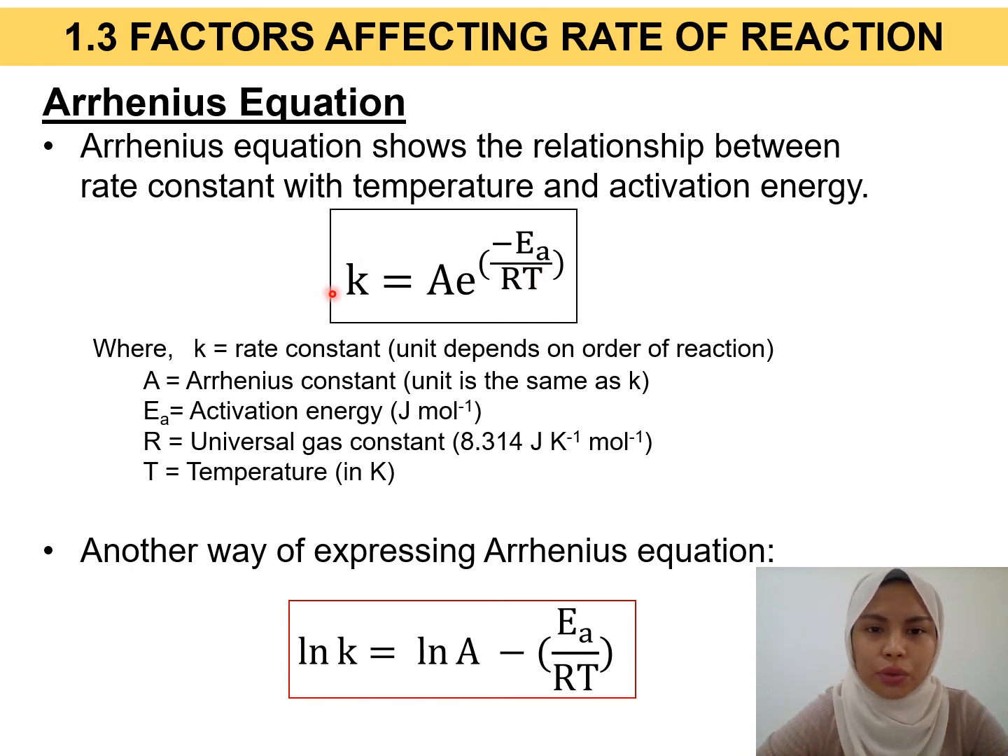Yes, you can use this equation where k is the rate constant, equals A, which in this case is the Arrhenius constant. A here is not a reactant anymore. A is the Arrhenius constant, e exponent to the power of negative Ea. Ea is the activation energy, R is the universal gas constant, and T is the temperature.